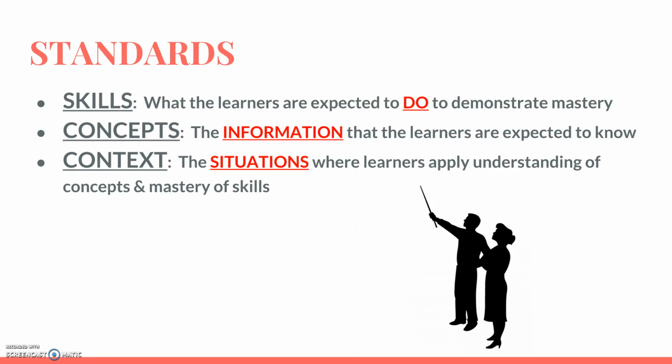The skills are what the students or learners are expected to do to demonstrate mastery. The concepts are the information that the learners are expected to know. The context consists of the situations where the students apply understanding of concepts and mastery of skills. Why don't we look at these more closely?